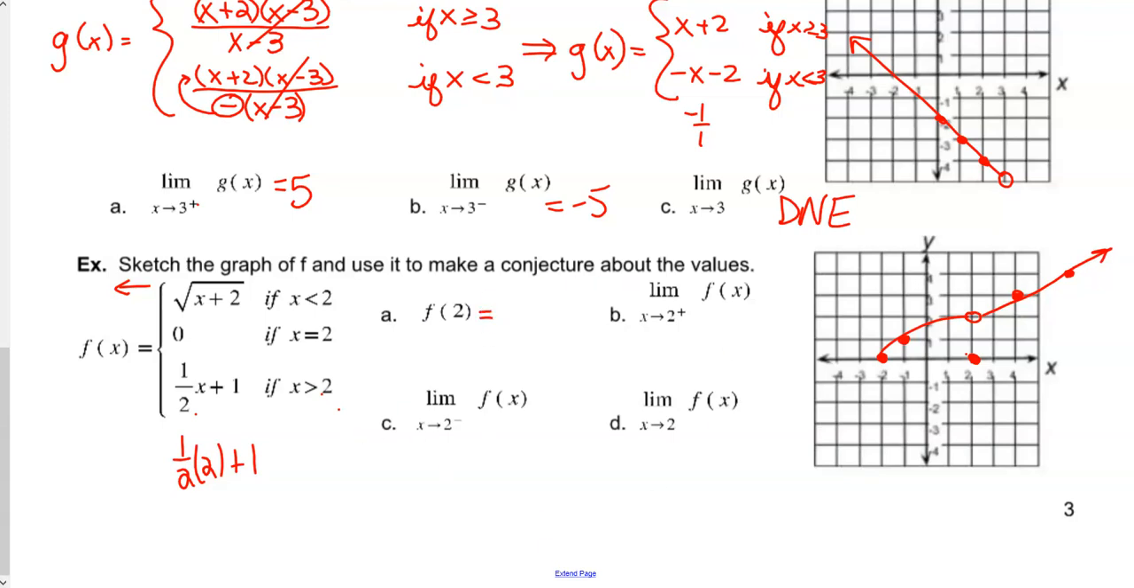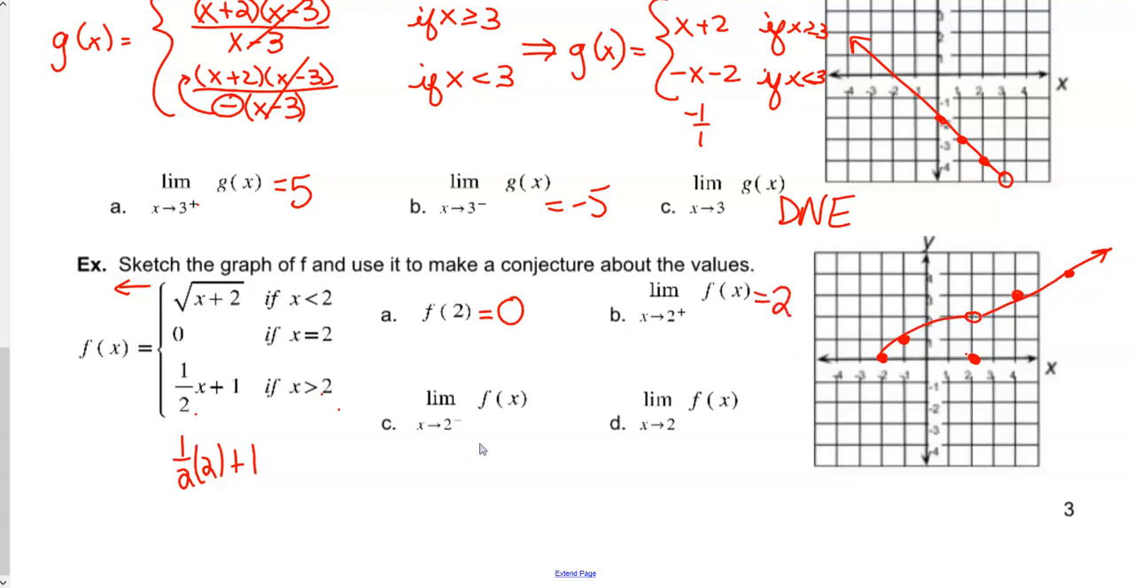What is f of 2? I'm going along here. Where's the solid version at x equaling 2? It is on that point at 0. And what happens when I look at that limit from the right of 2? From the right of 2 means I'm on this function. Where am I coming into? I'm closer and closer and closer to this y value of 2.